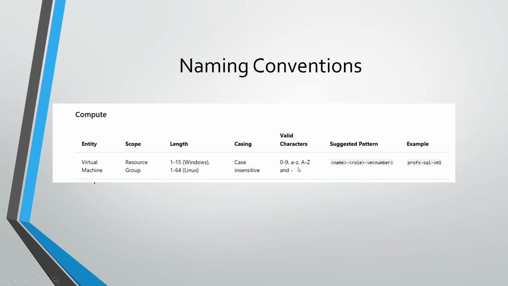Here's the characters you can use. You could have a dash. And they suggest a naming pattern such as the name of the VM, what role it's going to serve, and then a number. So here they come up with the name would be ProFX for the name of the VM, SQL for the role, and then it's VM number 1. I'm not in love with that example, but you should come up with some kind of naming structure for your whole organization. That's a good idea. I'm just not sure if that's a great one.